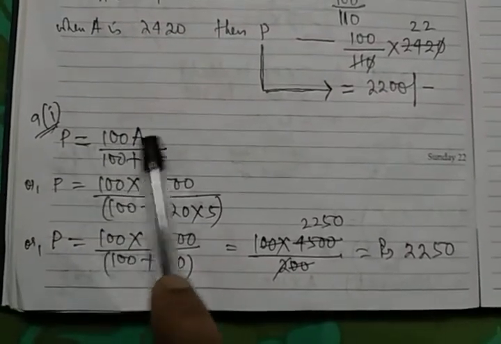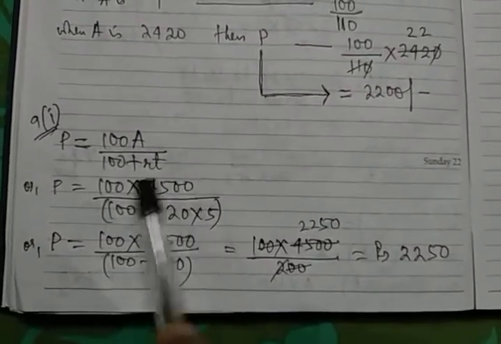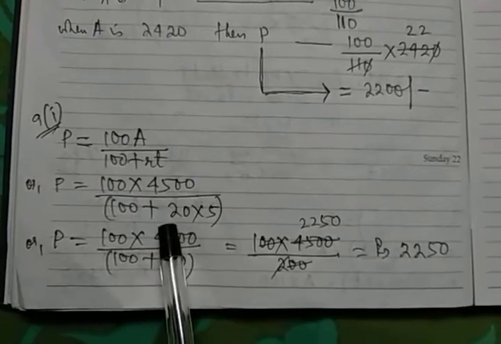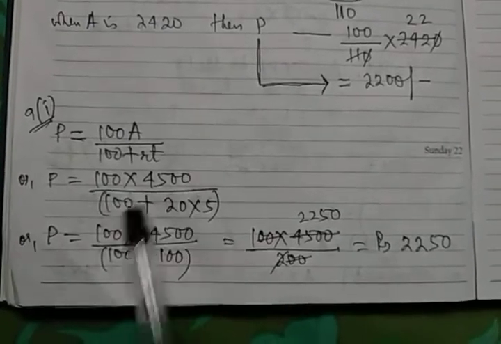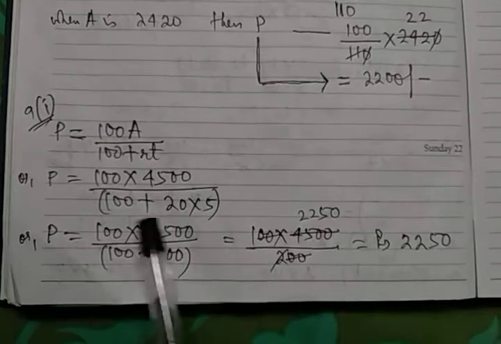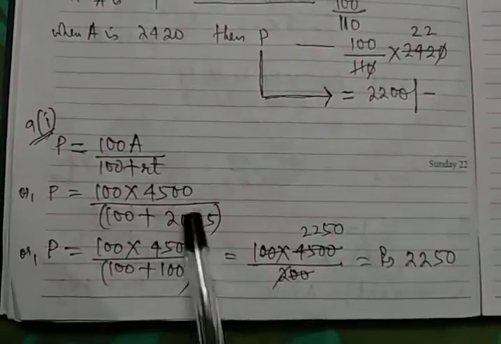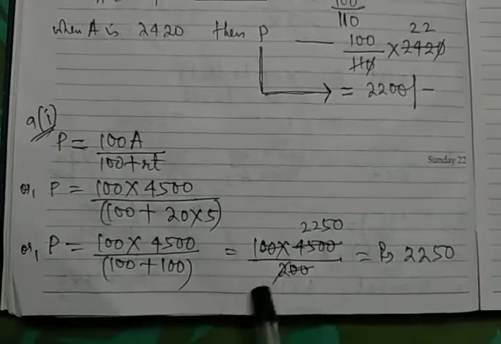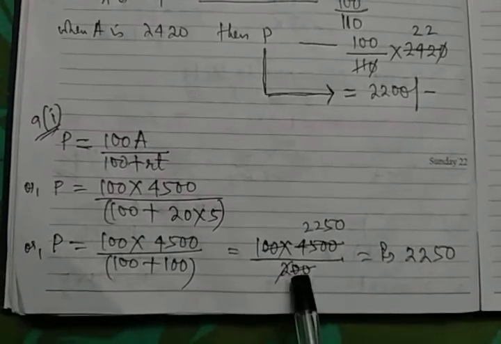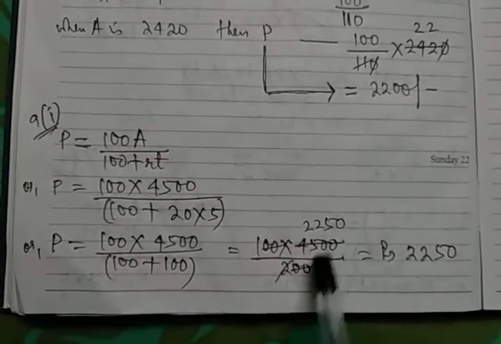So same way, P will be 100A divided by 100 plus RT. So 100A, here you see I have given the bracket. In that sum I missed it. So 100 plus R into T. So 100 plus again 25 is 100. So 100 plus 100 gives you 200 in the next step. Then having got a single number, you can cancel up and down.